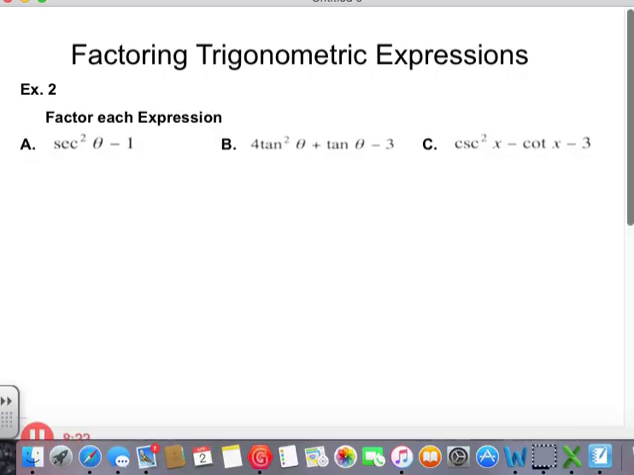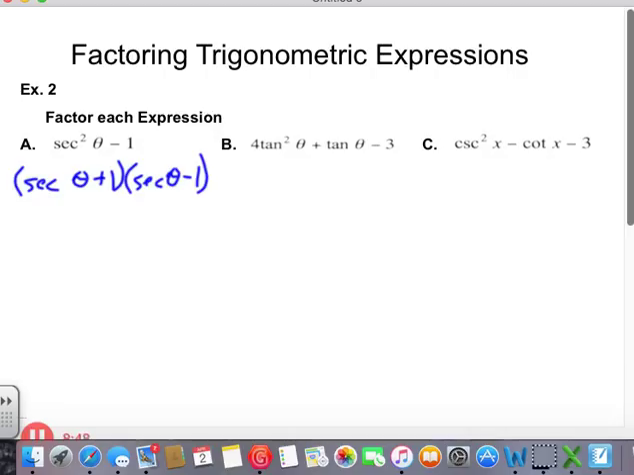So this first one, we just see two terms, secant squared theta and 1. So we're thinking maybe difference of squares. So what am I squaring? Well, I'm squaring secant and I'm squaring 1. So I'm just going to factor that into secant theta plus 1 and secant theta minus 1. And that's it. That's all I have to do on that one, is recognize it's a difference of two squares. I'm squaring secant and I'm squaring 1. Add those two things and subtract those two things.